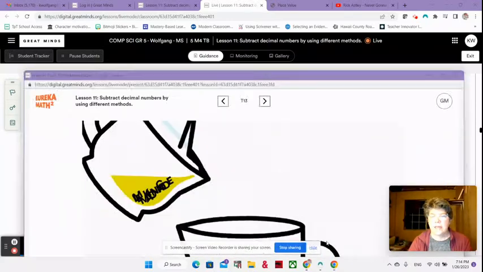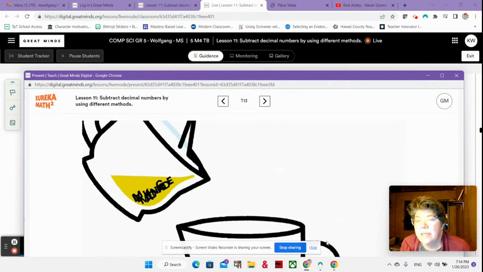Hi guys, here we are at lesson 11, and today we're working on subtracting decimals in different ways. So we've added decimals in different ways. We've added decimals using the standard algorithm. Now you got it, subtracting decimals in different ways.